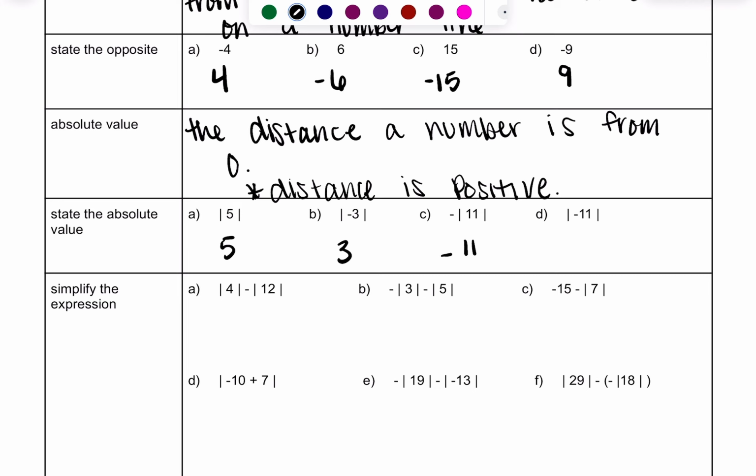And lastly, letter D, okay? This time my negative's inside those absolute value brackets, so therefore, I will be changing that into a positive. So I have a +11, okay?